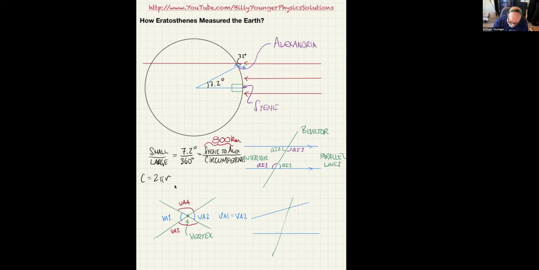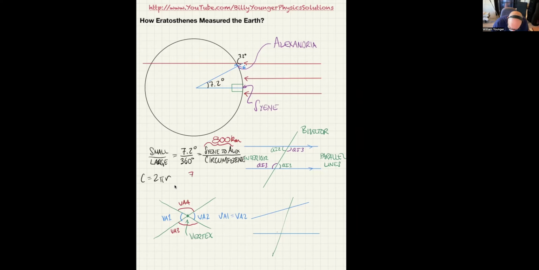So, whenever you have two ratios set equal to each other, that is called a proportion. Technically it's a rate if the units of the top and bottom are different, and it's called a ratio if the units of the top and bottom are the same. The ratio 7.2 degrees to 360 degrees is truly a ratio because those have the same units. And similarly, 800 kilometers to the circumference of the Earth is also a ratio as well.